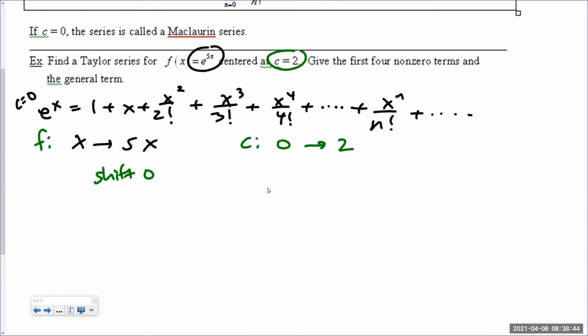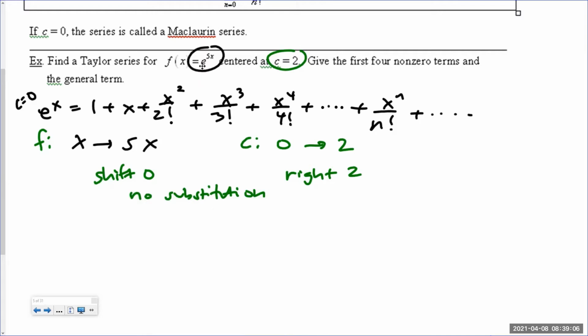What's the center that I want? 2. Okay, question. What's the shift here? Okay, so this is right 2. Can I substitute? No, I cannot substitute. So be careful, guys. We're going to start our homework now where sometimes you can substitute, sometimes you can't. So no substitution is allowed here, which means now I'm in big trouble.